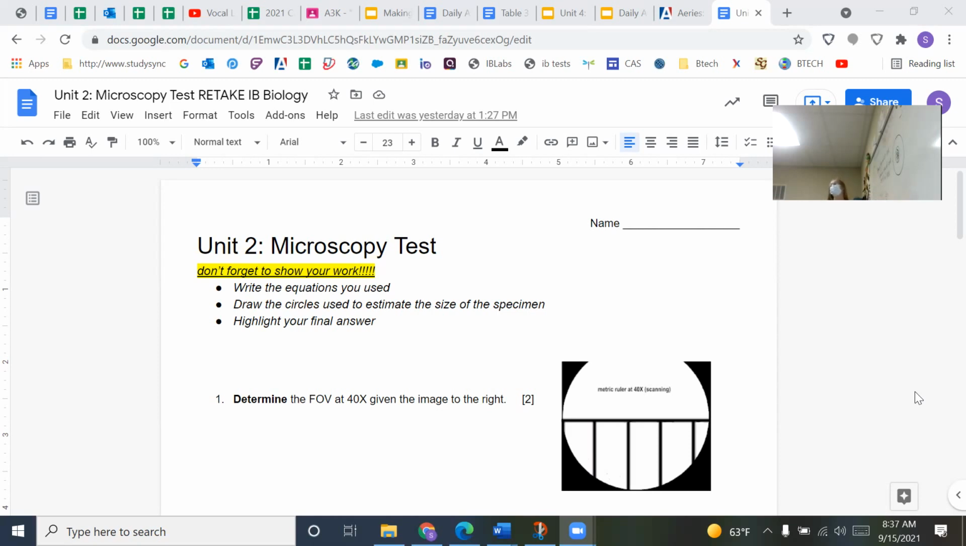I hear one person whispering it. So I was just hoping for more people to say it. 0.3 what? Millimeters. Good. That's our first thing. That means that this whole distance here is 0.3 millimeters.